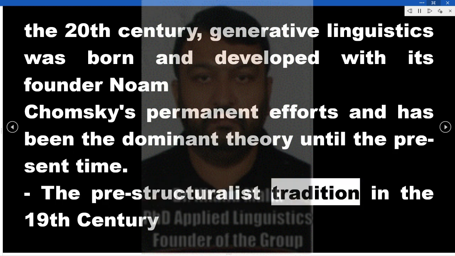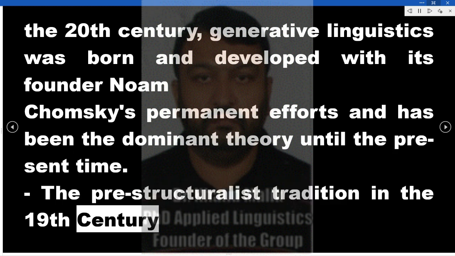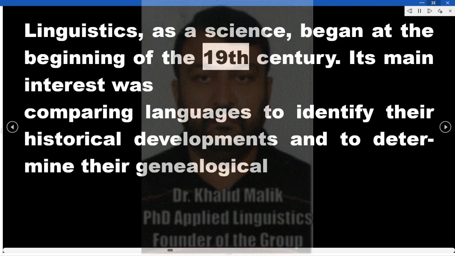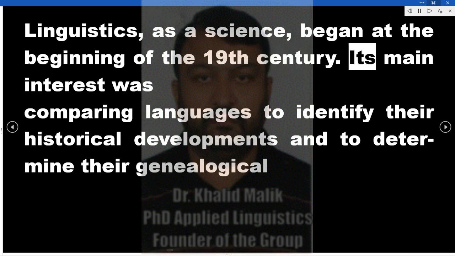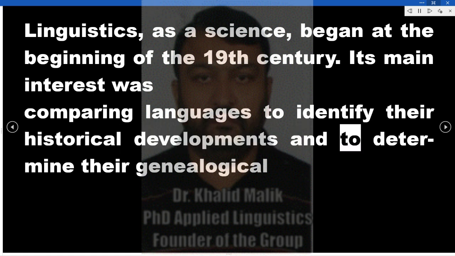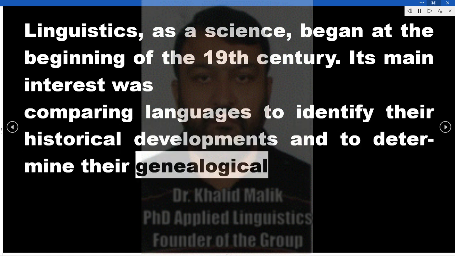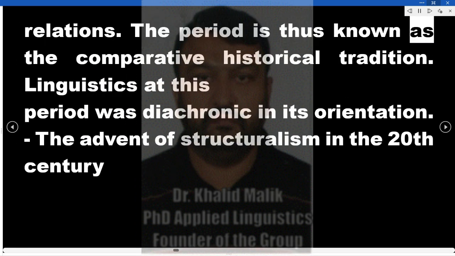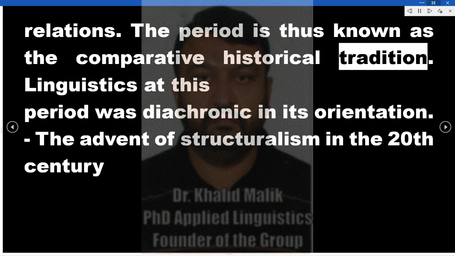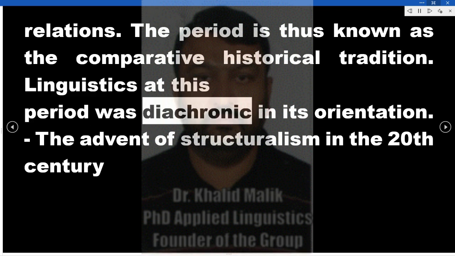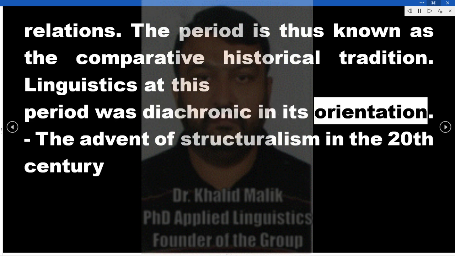The pre-structuralist tradition in the 19th century. Linguistics, as a science, began at the beginning of the 19th century. Its main interest was comparing languages to identify their historical developments and to determine their genealogical relations. The period is thus known as the comparative historical tradition. Linguistics at this period was diachronic in its orientation.